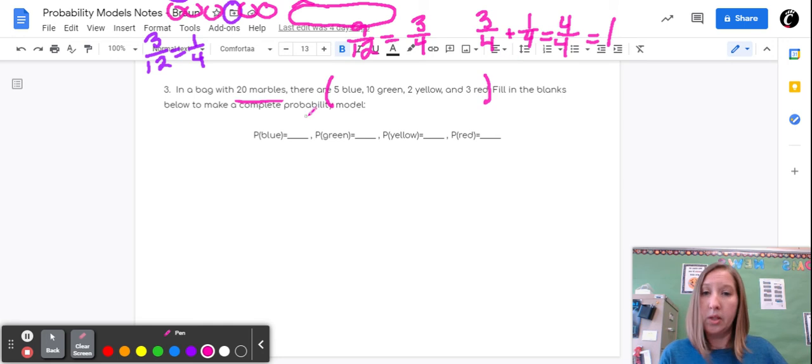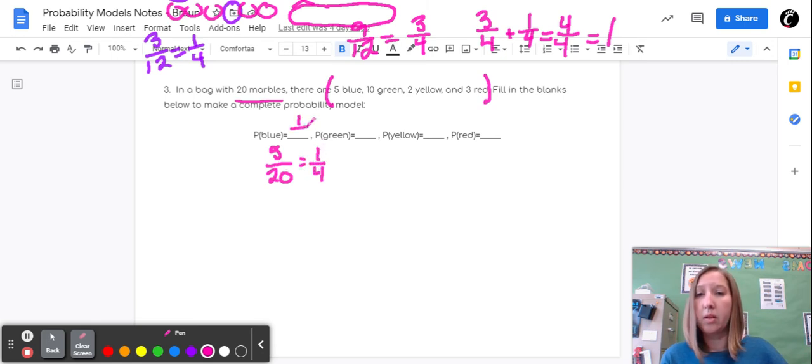So for blue, there are 5 blue out of 20 total. So we're going to list 5 over 20, which reduces to 1/4. So the fraction 1/4. All right, then we're going to look at green. We have 10 green. So I'm going to list that as 10 out of 20, because 10 green out of 20 total, which is going to reduce to 1/2. So the probability of green is 1/2.